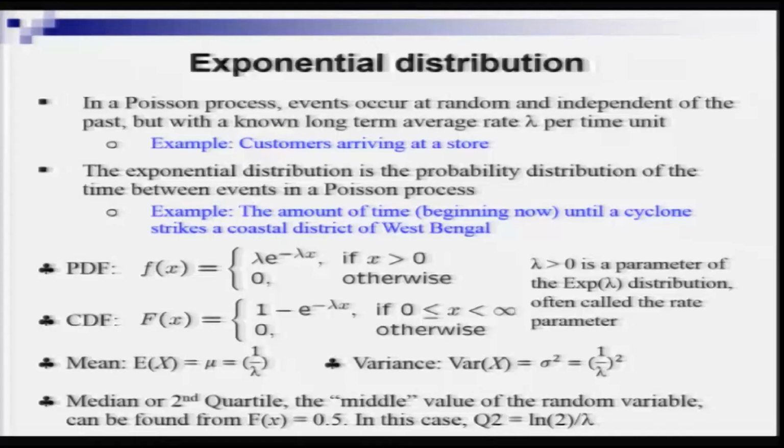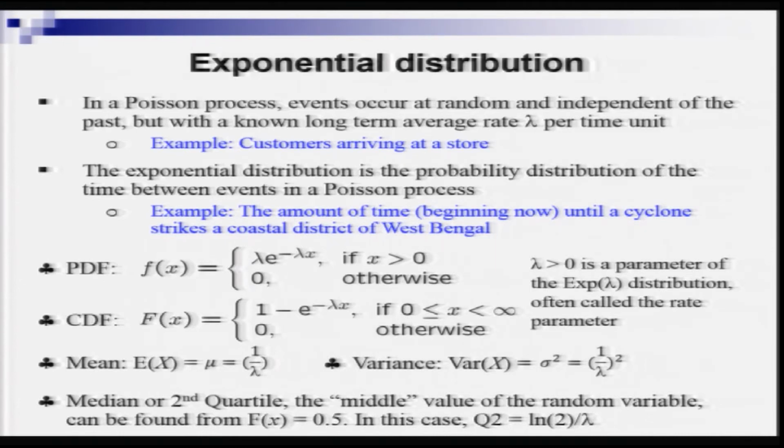Now, we are going to look at one example of the continuous random variable concept, and that is through the example of exponential distribution. So, an exponential distribution is linked with the Poisson process or Poisson distribution that we have studied earlier. So, actually Poisson process and Poisson distribution are not the same thing. So, let me introduce Poisson process separately before we discuss exponential distribution. In a Poisson process, events occur at random and independent of the past, but with a known long term average rate lambda per time unit. So, an example could be customers arriving at a store.